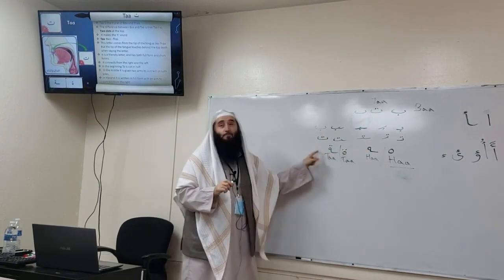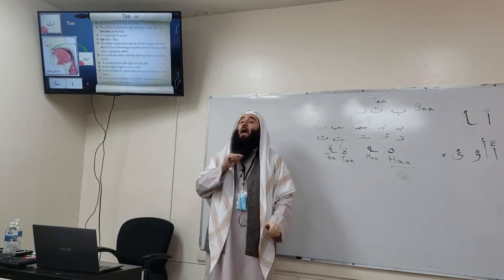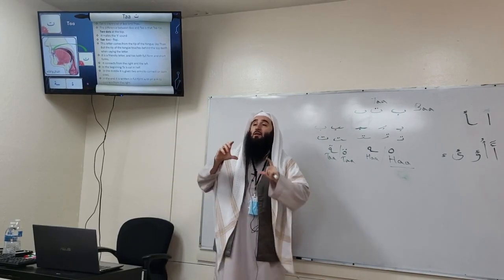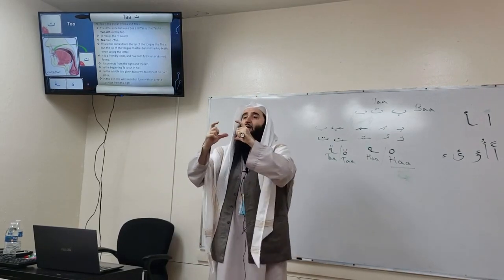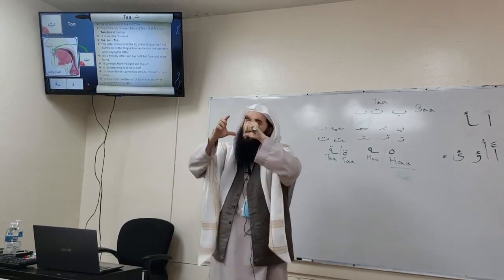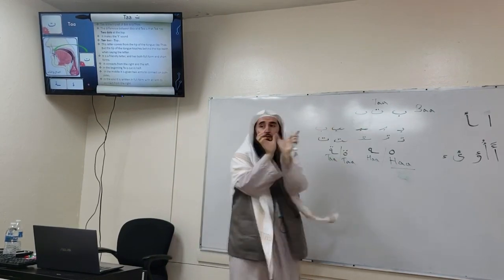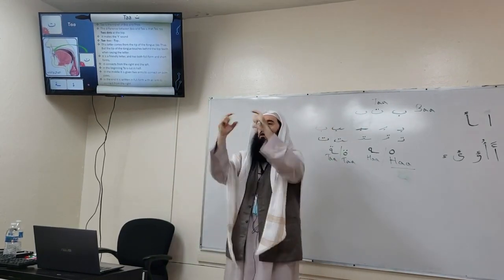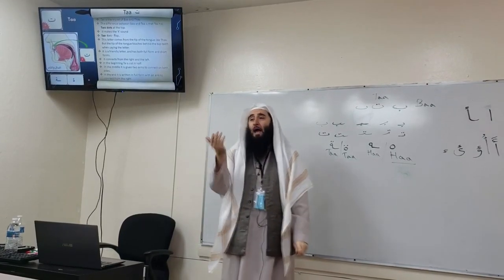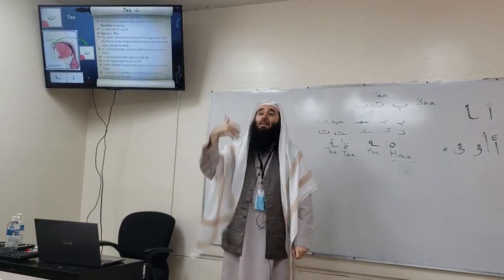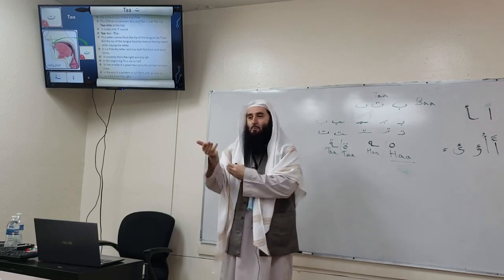Become ta. What kind of ta do we call this? We call it the ta marbuta, which means ta in a closed form. You see, this ta is open form. This one is closed, like a circle. They call it the female ta, ta ta'nith. Female.